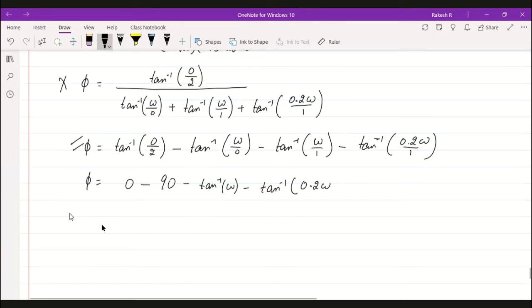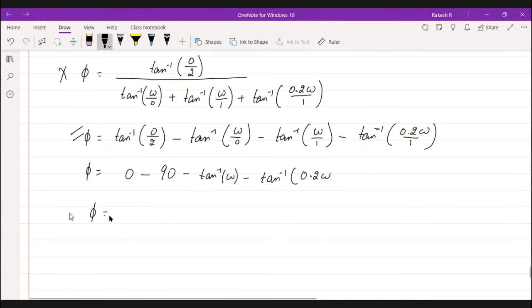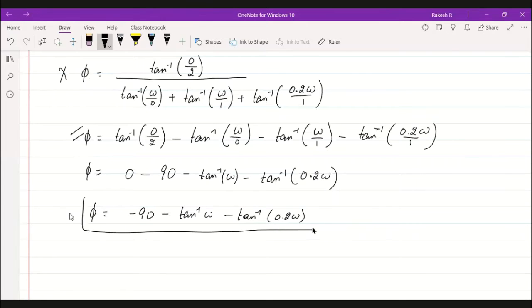Right. At last, what I can write, that is phi is what? Phi is minus 90 minus tan inverse of omega minus tan inverse of 0.2 omega here. Right. You need to express the question in this phase angle form at the end. Now, can you scroll up a little bit?